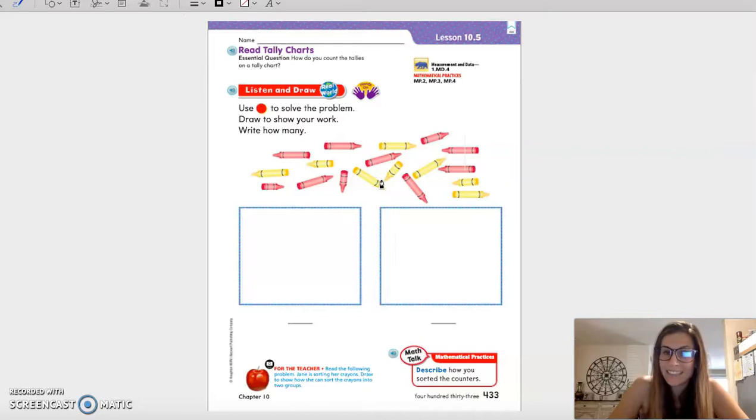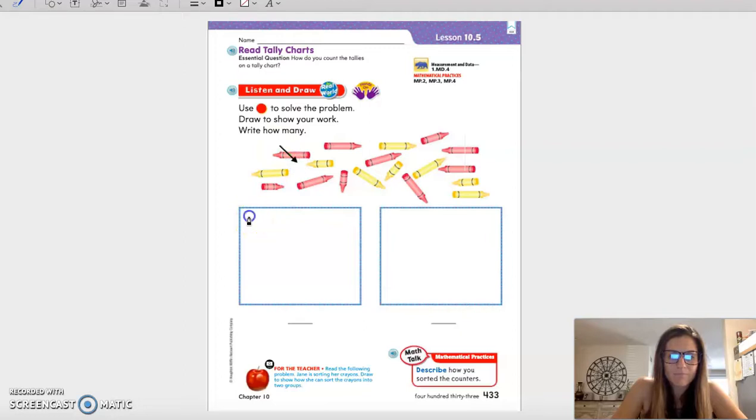Red and yellow. So I can count all of my reds, and it says use a dot to solve the problem and draw to show your work. Well, I'm going to just go ahead and cross these out, and I'm going to put a little tiny marking right here to help me keep track. So you can do that with me. I'm going to start with red.